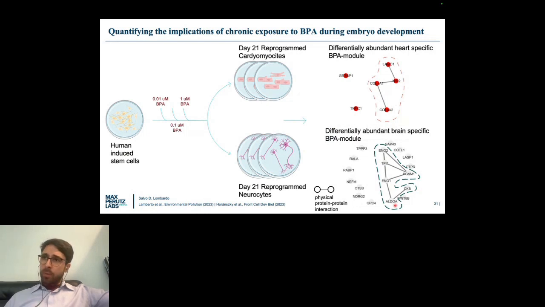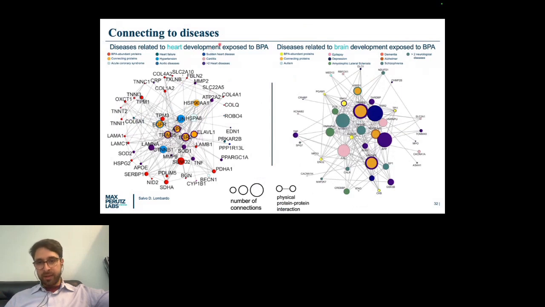And we have used these core modules to apply the method that I showed you before of relating these exposures to diseases. So we have collected heart-specific diseases and brain-specific diseases. And then we mapped the shortest path that will connect them. And we could observe, let's say, the path to disease, starting from bisphenol A differentially abundant proteins that are on the left side in red, to reach then the disease proteins.